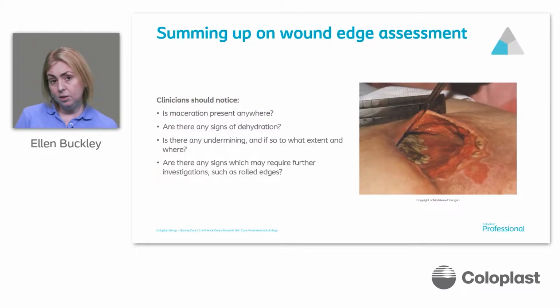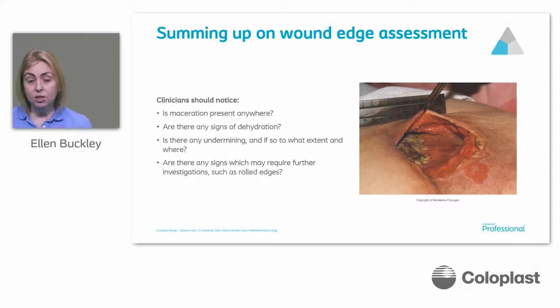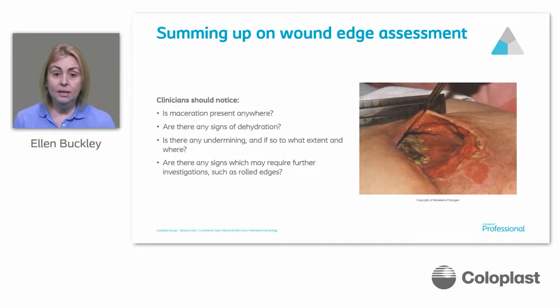So just to summarise our assessment of the wound edge, we're looking to see if there's any possible maceration present at the wound edge. Is the wound too dehydrated? Then we need to address that in our management plan. Is there any undermining, and if so, what extent, whereabouts is it in the wound, and to what extent is the wound undermined? Or are there any signs of the wound edge that might need further intervention, like rolled edges as we discussed?